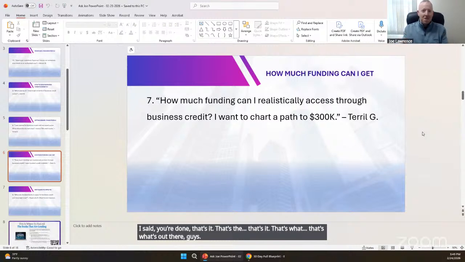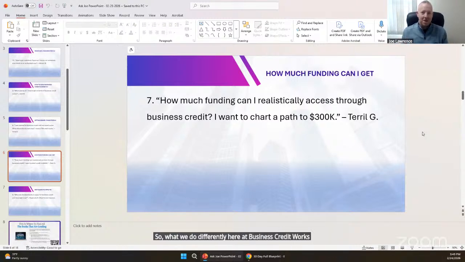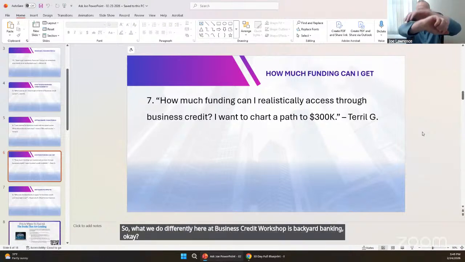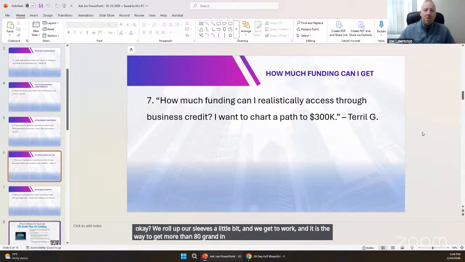So what we do differently here at Business Credit Workshop is backyard banking. We roll up our sleeves a little bit and we get to work, and it is the way to get more than 80 grand in funding. That's what happened to me. So when I went and got business credit way back in 2007, that was the first credit card I got.